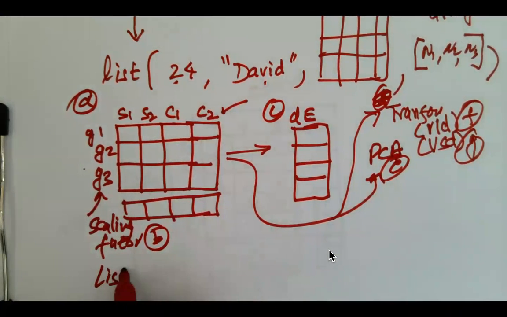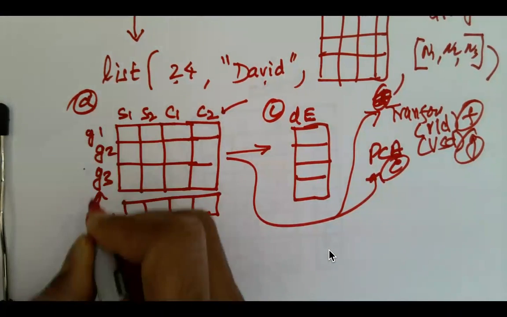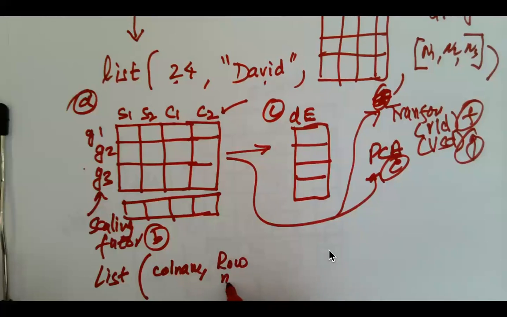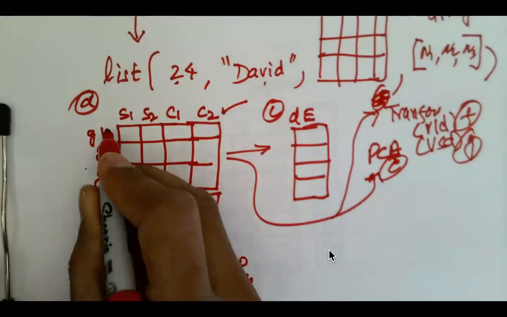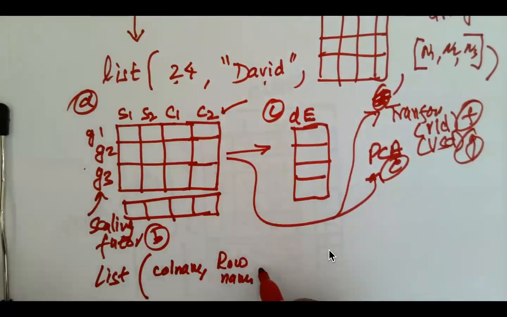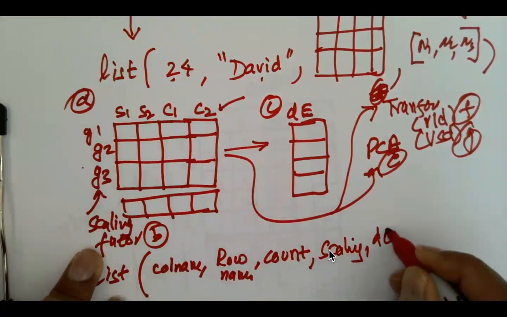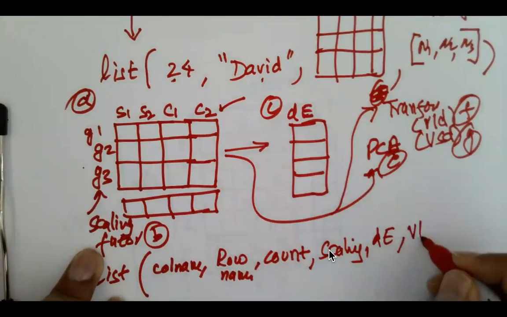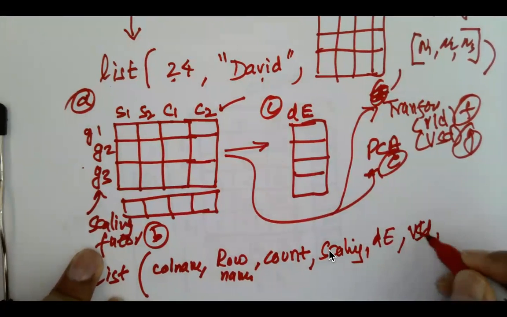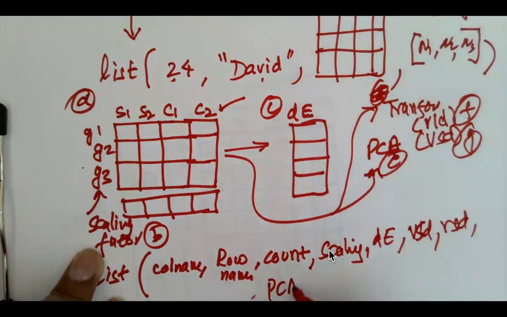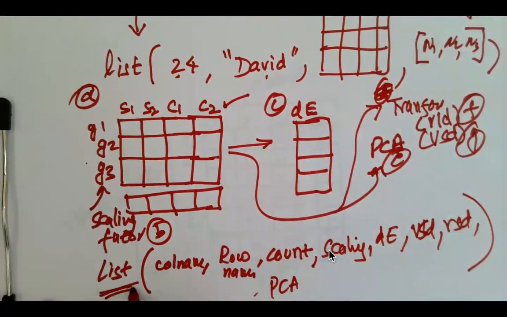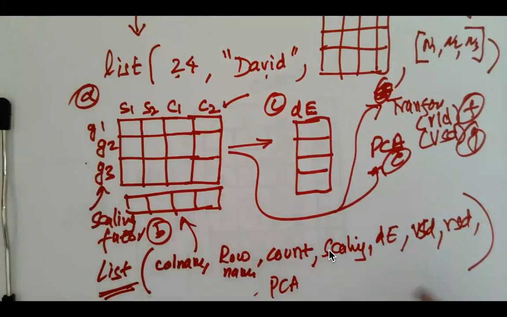So that's why lists are quite useful. In a list, you can store all the column names separately. You can store the row names separately. You can store the expression values, what we refer to as counts or count matrix. We can also store the scaling factors, and they could all be different types: DE results, rlog and VSD transformation, PCA. So all kinds of different data sets we're storing in one single object, and we can retrieve anything we need from here for our downstream analysis.